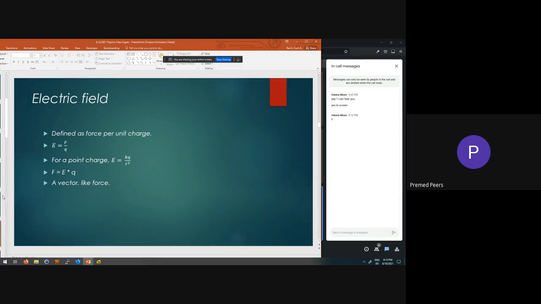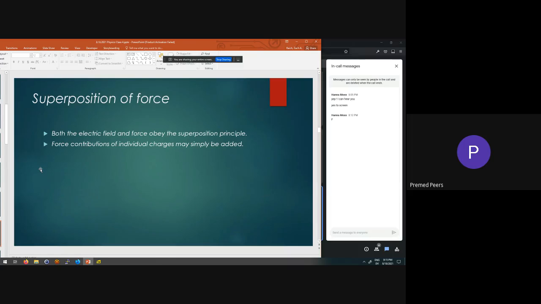We're going to see the rules for how the vector points in a moment. But you'll notice from this that Q is a scalar. It can be positive or negative. So if the charge is positive, then the field and the force point in the same direction. If the charge is negative, they point in opposite directions. Let me know if there are any questions so far.